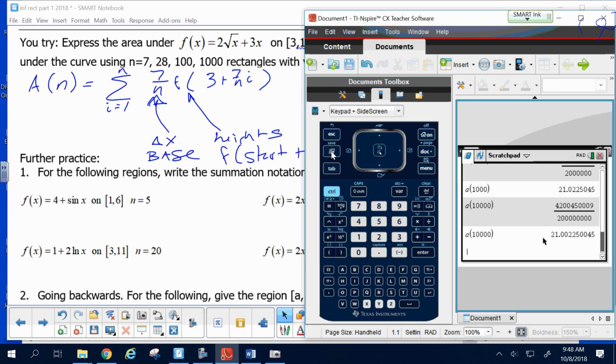i is not the starting x value, it's the number of rectangles you've gone over, and you always start by going one rectangle over. The 3 shows up here, but it would always be one rectangle over, two rectangles over, so i always starts with 1.